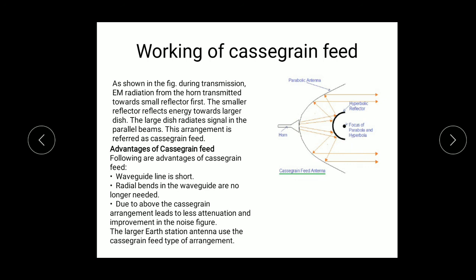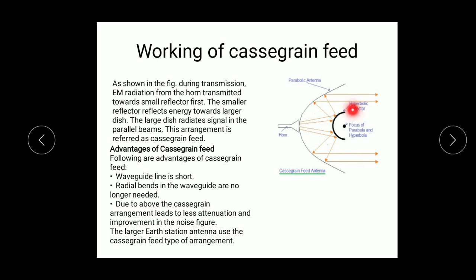What is the advantage? The feed waveguide line is short. In this case, the waveguide line is short. Basically, the waveguide we use generally sits in this position. In other cases, we need to increase the waveguide length to the focal length. So in that case, the waveguide is short. Radial bends in the waveguide are no longer needed.